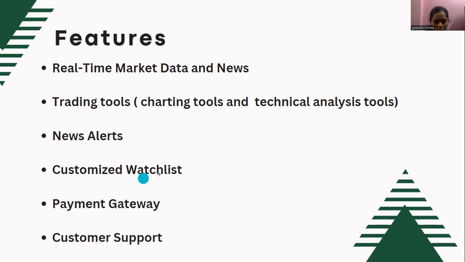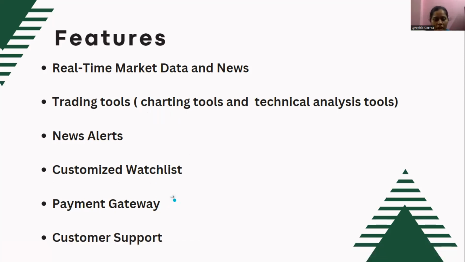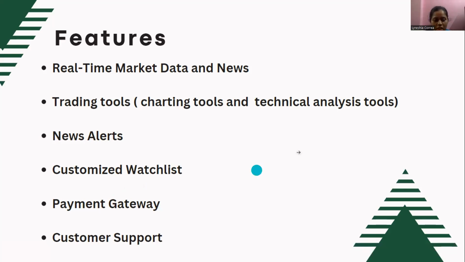Then a customized watch list. A customized watch list will always notify users about their favorite stocks. Then it should have a payment gateway that supports all types of payments like net banking, credit card, debit card, UPI, etc. Next is customer support. Whenever any problem happens, the stock trading application should have a customer support option so that users can get their problem solved.